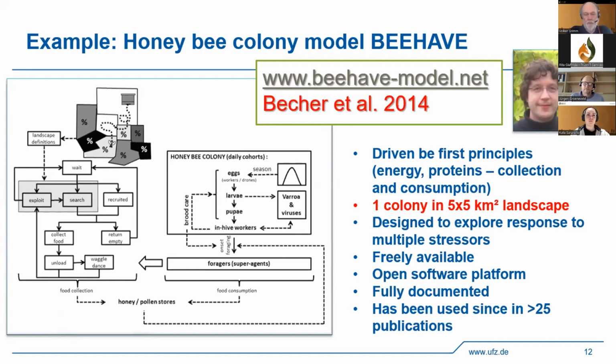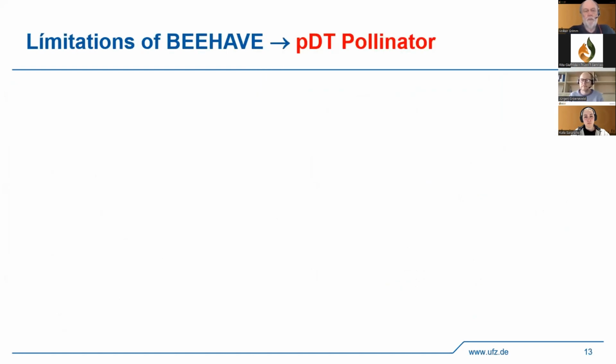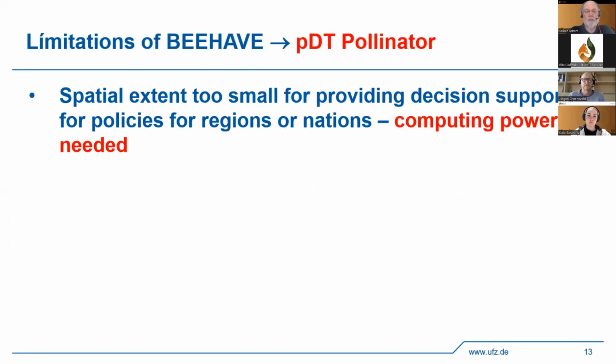It's freely available. You see the web link here, beehavemodel.net. It's using an open software platform, which is easy to learn and use, NetLogo. It's fully documented. It comes with a manual and a guided tour. And actually, it has been used since in more than 20 or 25 publications for a very, very wide range of questions. So in a way, it was a successful project already. But of course, it has limitations when you think about the purpose of digital twins, and that's why we use it here in this context.